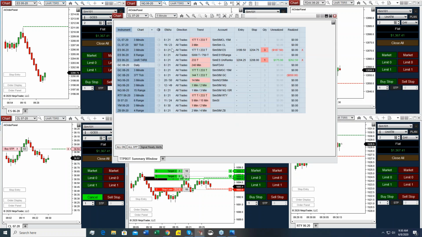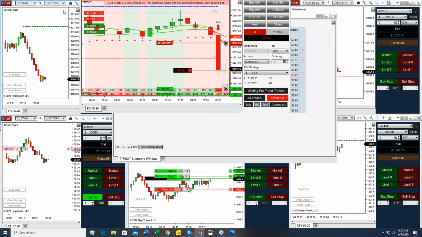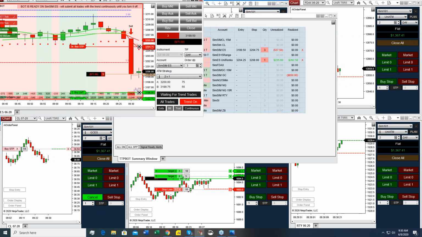So the ES on the Unirenko is there. The ES on the 3-minute is in a short. ES on a 3-minute bot is in a short. It's right here. Target filled.